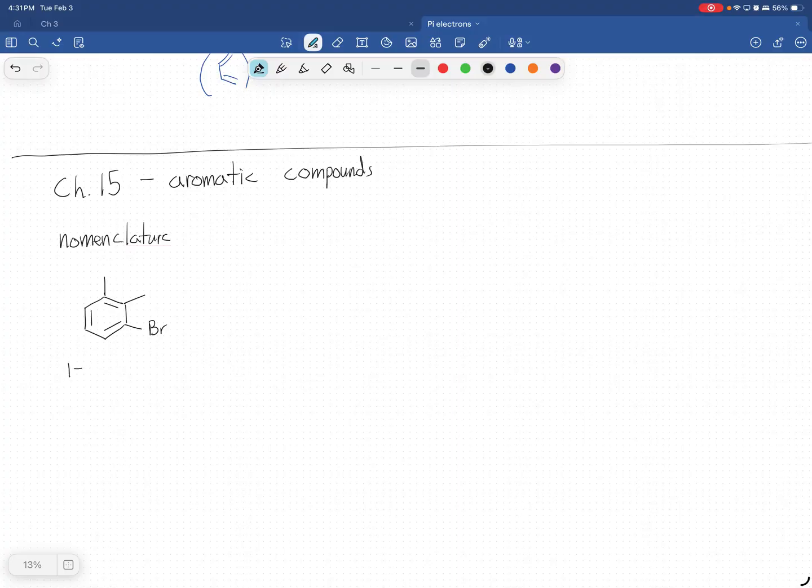We have a benzene, but the first position will get bromo. 1-bromo. Then we have 2, 3. What do we have there? Yes, dimethyl. Dimethylbenzene. So when you have no alcohol, no carboxylic acid, no amine, it's pretty straightforward to name these compounds.